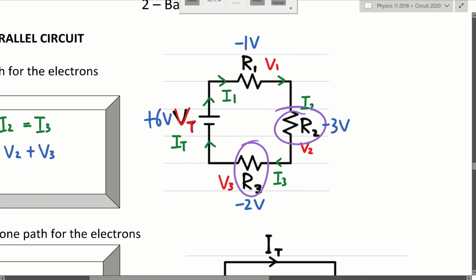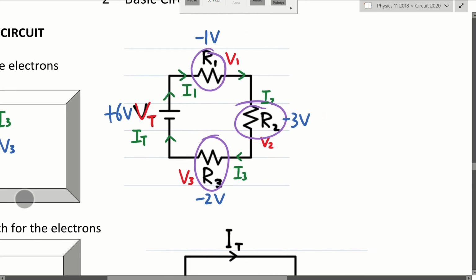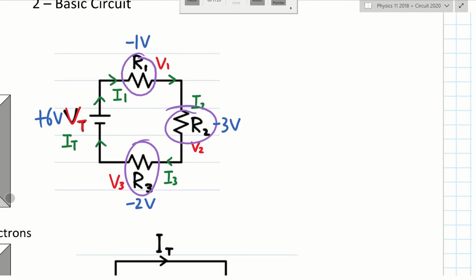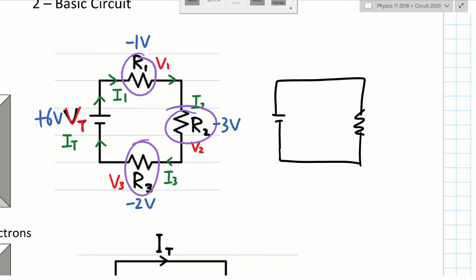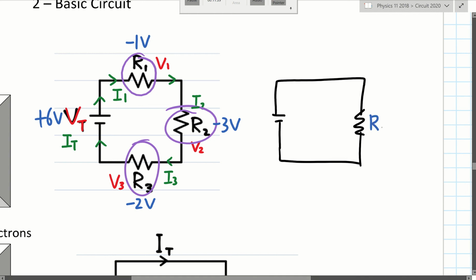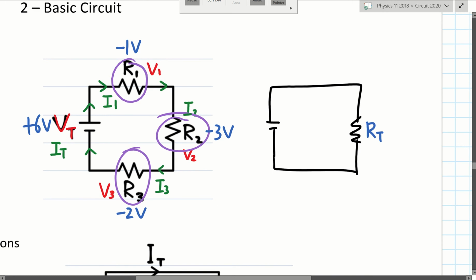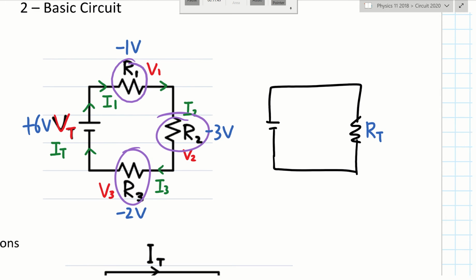Let's say the first traffic light has a wait time of 2 minutes. The second one has a wait time of 2 minutes, and the third one has a wait time of 2 minutes too. If I'm combining all 3 of them into a single giant resistor, I'm going to call it R total. This is called the equivalent resistance. It's one resistor to replace all 3. Let's say I don't have money to buy 3 resistors. Can I just buy one large one and replace them and do the same thing?